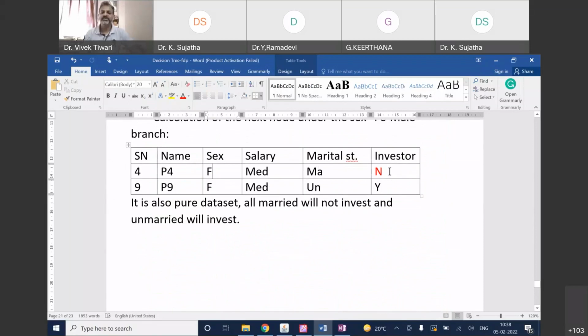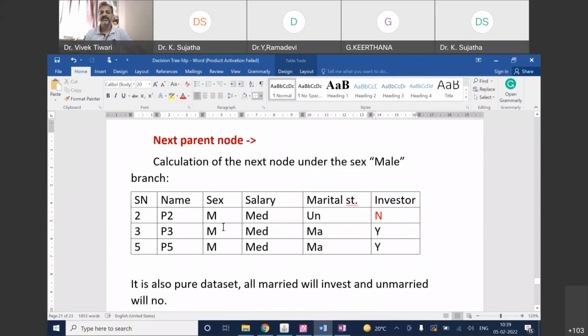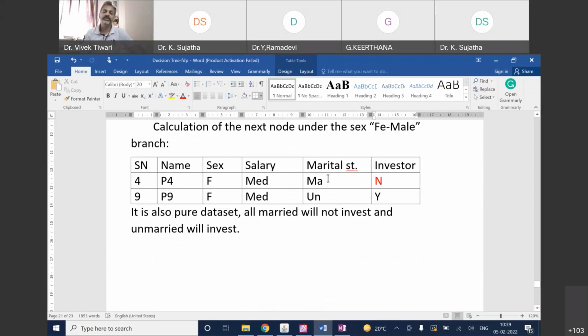And based on the majority. So here there is a confusion. Look, the female who are married, then they are not an investor. The female who are unmarried, they are the investor. So that is a pure data set. Luckily, males who are unmarried, they don't invest. Males who are married, invest. So luckily both are pure data sets created.